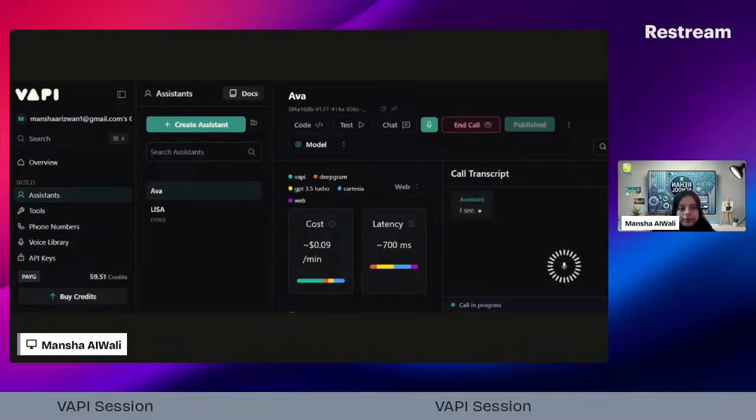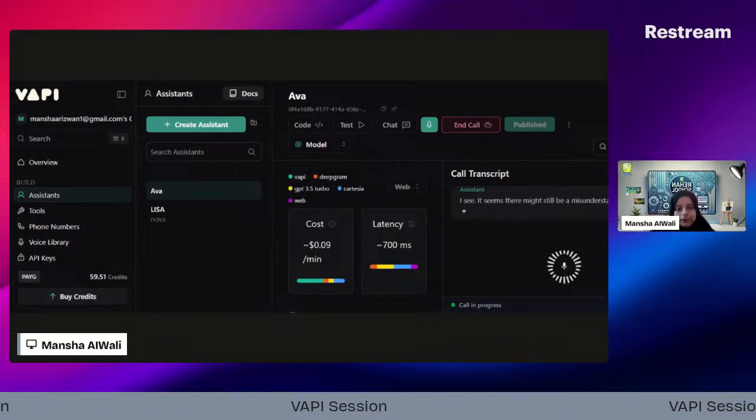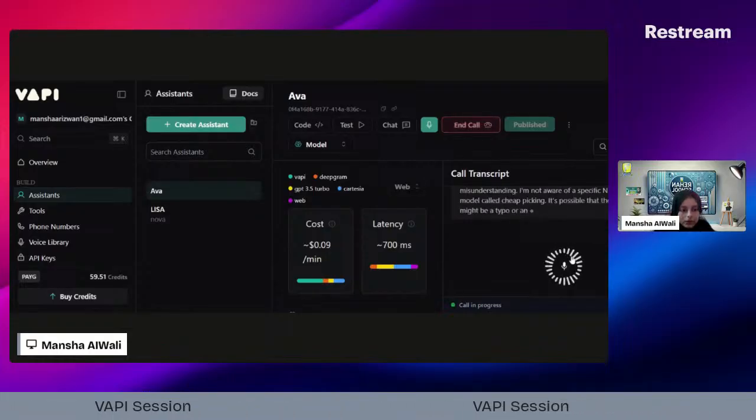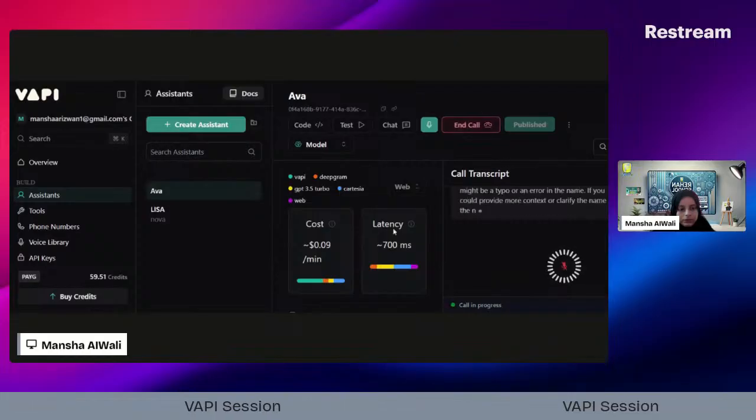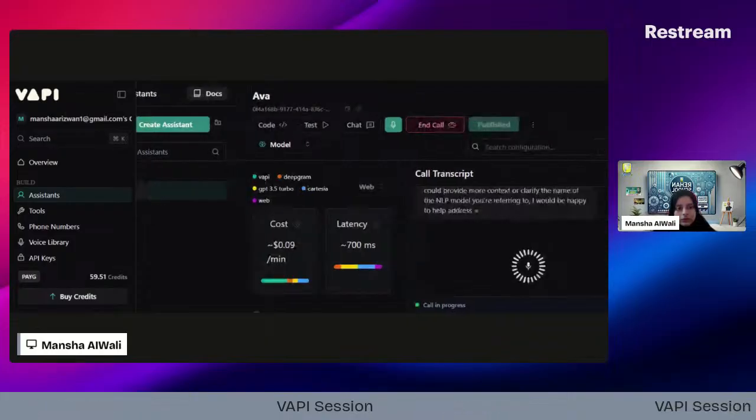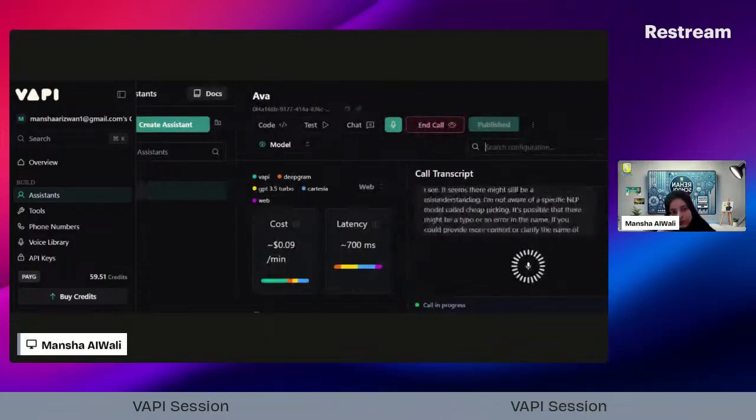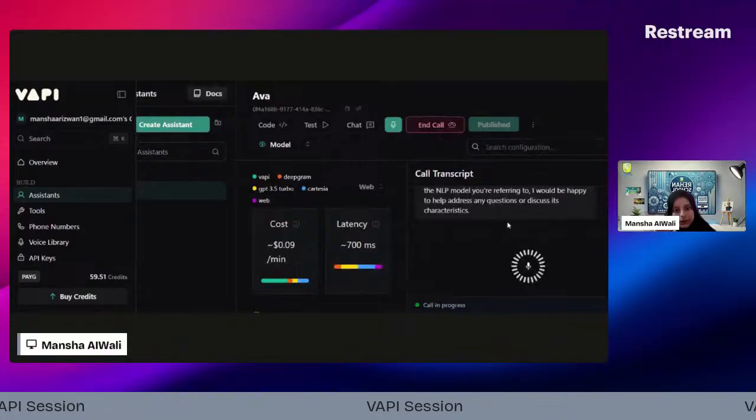I see. It seems there might still be a misunderstanding. I'm not aware of a specific NLP model called cheap picking. It's possible that there might be a typo or an error in the name. If you could provide more context or clarify the name of the NLP model you're referring to, I would be happy to help address any questions or discuss its characteristics. GPT.